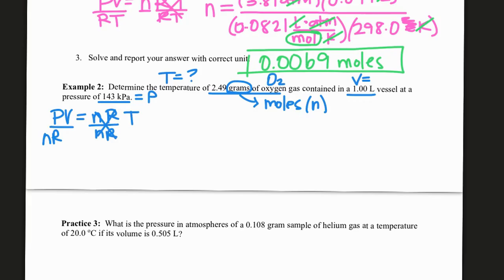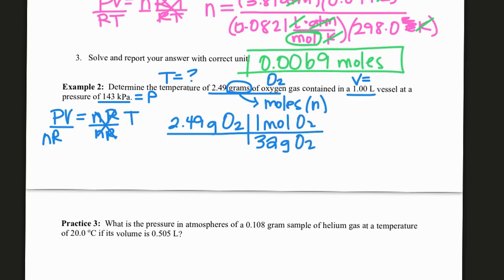I need moles. So first thing I'm going to do is 2.49 grams of oxygen O2. That's important that you pay attention to that because that means that there's 32 grams of oxygen for every 1 mole of oxygen, not 16. So that doubles your molar mass. So 2.49 divided by 32 gives me, with 3 sig figs, 0.0778 moles. All right. So then once I have my moles with correct sig figs, right, then I can plug in.